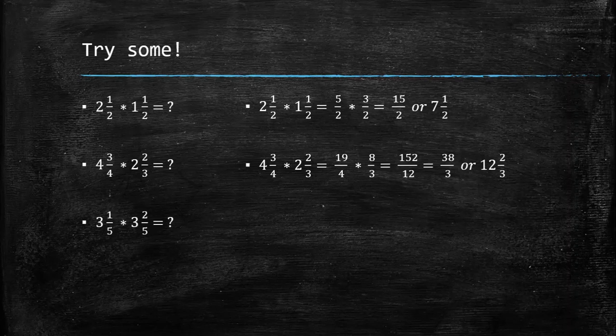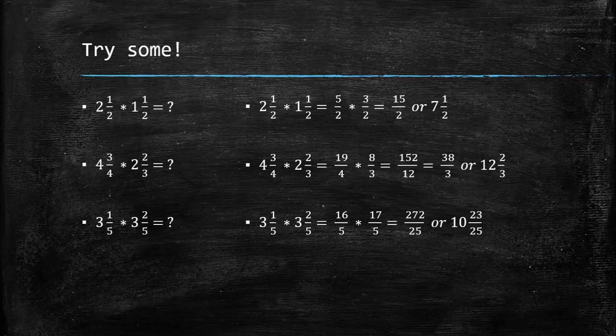Okay, last one. Let's multiply 3 1/5 times 3 2/5. So let's change those both to improper fractions in fifths. What we'll have is 16/5 times 17/5. There is nothing that we can simplify there. 5 does not go into 16 and 5 does not go into 17. So we just multiply them together and we get 272/25. And if we want to change that back to a mixed number, we could call it 10 22/25.